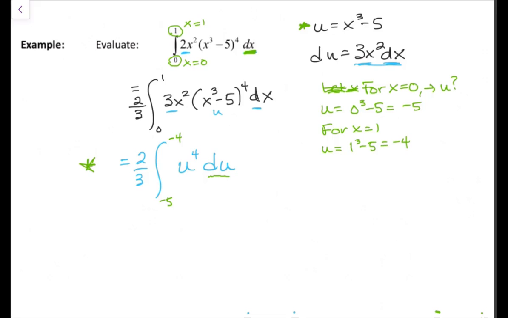Okay, so let's finish out the problem. The next thing that I need to do is to integrate. So I'm going to have this 2/3 still with me, and I want to integrate my u to the 4th du. So I've got coefficient over exponent plus 1, exponent plus 1. And if I multiply that 2/3 by the 1/5, I get 2 over 15, u to the 5th. And remember that I want to evaluate that with my new limits of integration, -5 to -4.